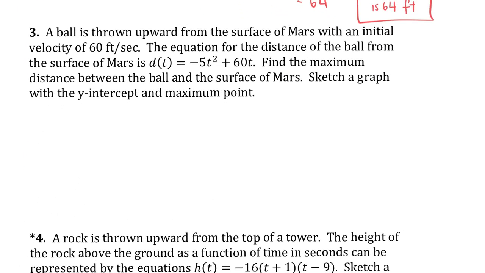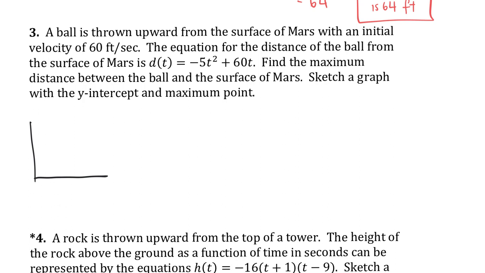Okay, a ball is thrown upward from the surface of Mars with an initial velocity of 60. The equation for the distance of the ball from the surface of Mars is negative 5t squared plus 60t. Find the maximum distance between the ball and the surface of Mars. Sketch a graph with the y-intercept and maximum point. I'm going to do the graph because it helps me understand the question.